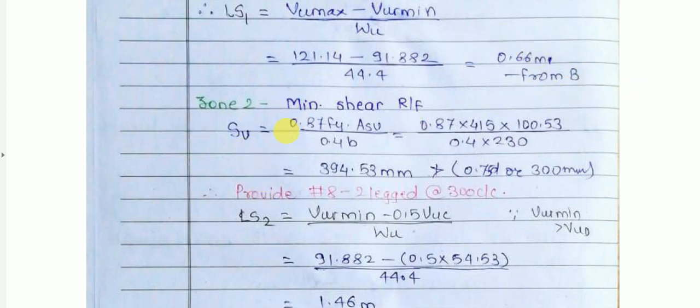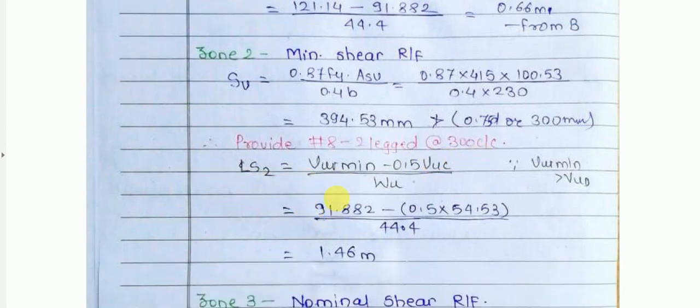Then zone 2, that is the zone of minimum shear reinforcement. So for this minimum shear reinforcement, just calculate the spacing. Again for this spacing, that criteria is same, that it should not be more than 0.75 d or 300 mm. So in this case it is more than this value, hence provide the lesser spacing, that is 300 mm. So in zone 1 and zone 2, the spacing of the stirrups is remaining same, and for the length of zone 2, here this Vur minimum will be used because Vur minimum is greater than Vud.